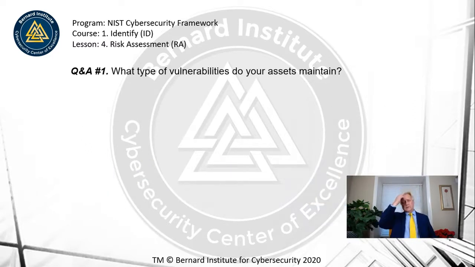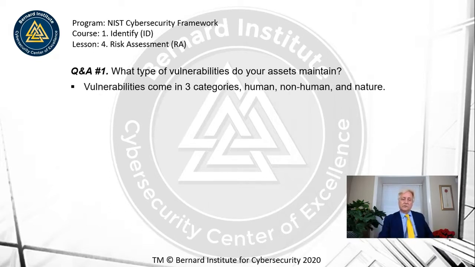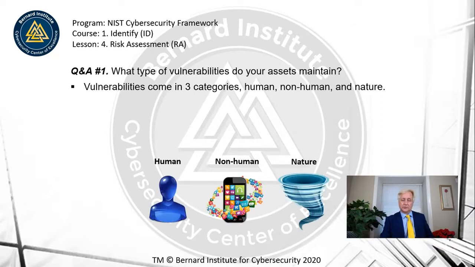Okay. Question number 1 continued. What type of vulnerabilities do your assets maintain? Vulnerabilities come in 3 categories. There's human, and I mentioned before, threats are human, and threats initiate attacks against assets. There's non-human, and then there's nature. So non-human are like robots and things that can be, I guess, programmed and then let loose, right? And then there's nature, and of course that's earthquakes, floods, what have you. So those are types of vulnerabilities that we're exposed to.